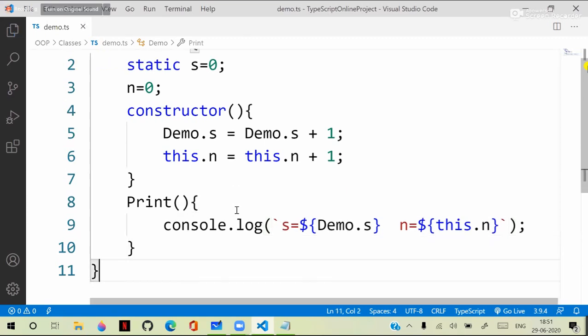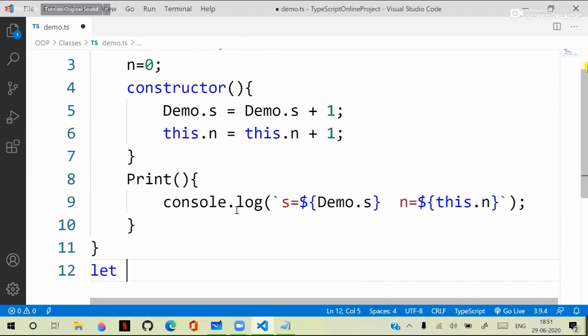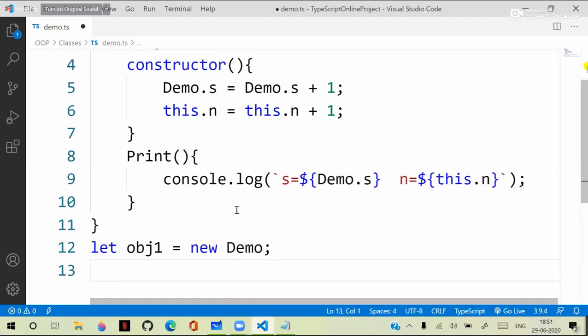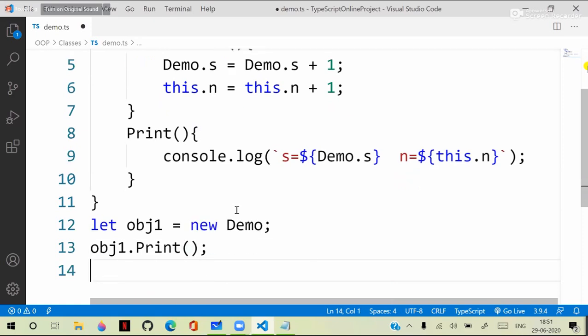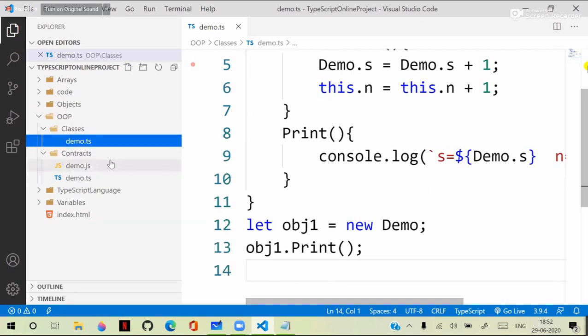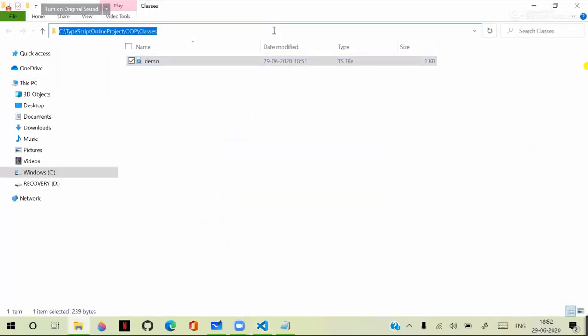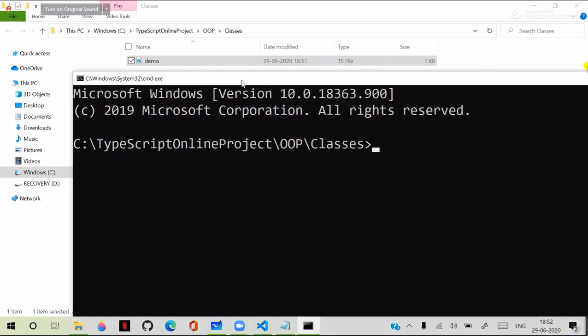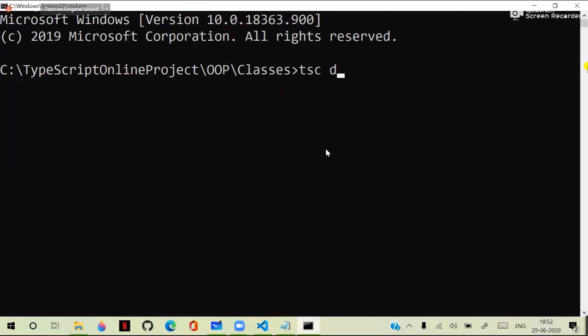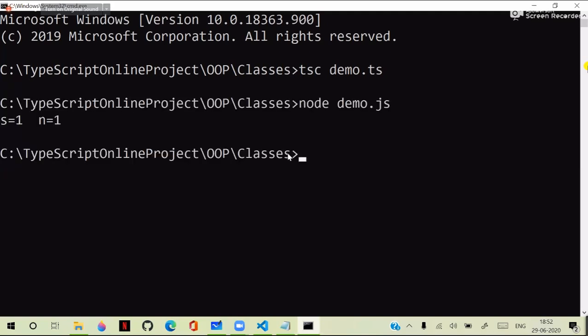Now let's create an object here. let obj1 is equal to new demo class. obj1.print, we are calling the print method. Okay, let's compile and run this and see what it is actually returning. For object 1, what is the memory of n and s? So tsc demo.ts and node demo.js, and you can see here s is 1 and n is 1.